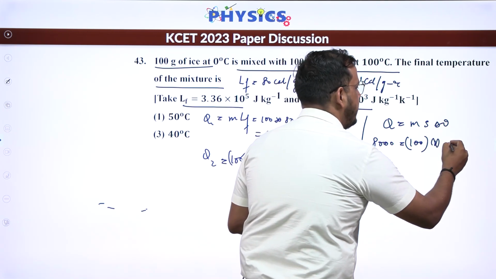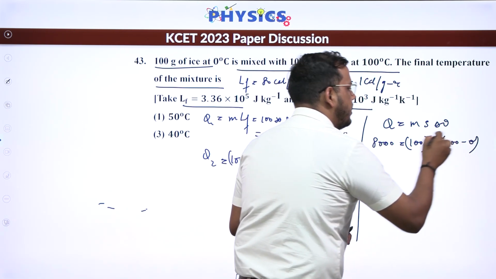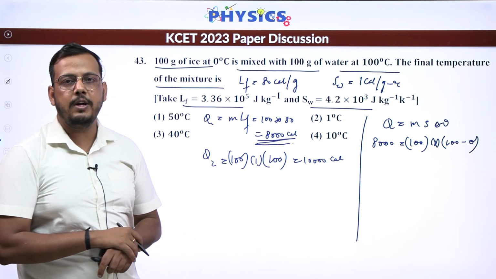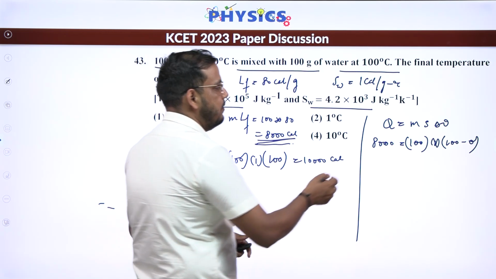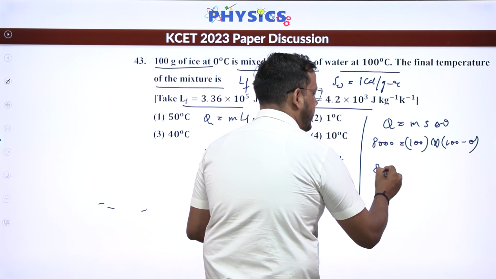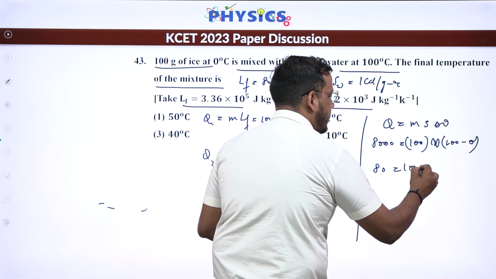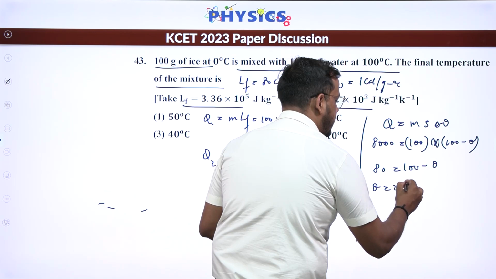So delta theta will be 100 minus theta. Here we have to write the drop in temperature. What is the drop in temperature? That is 100 minus theta. So when you solve this equation, what do we get here? 100 got cancelled out. So 80 equals 100 minus theta. So theta will come out to be 20 degree Celsius.